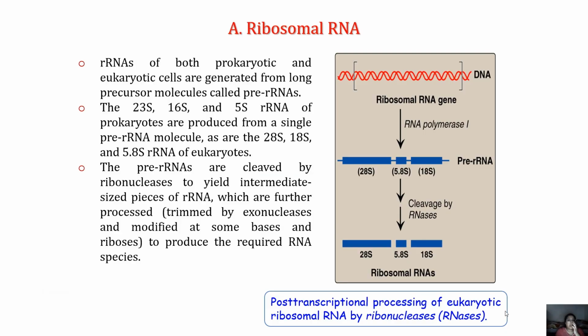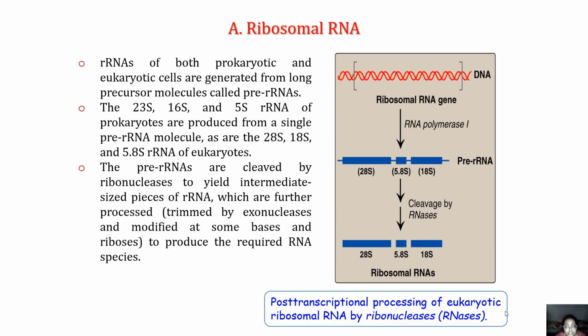RNAs of both prokaryotic and eukaryotic cells are generated from long precursor molecules called pre-RNAs. The 23S, 16S, and 5S rRNA of prokaryotes are produced from a single pre-RNA molecule, as are the 28S, 18S, and 5.8S rRNA of eukaryotes. The pre-rRNAs are cleaved by ribonucleases to yield intermediate-sized pieces of rRNA, which are further processed, trimmed by exonucleases, and modified at some bases and riboses to produce the required RNA species.